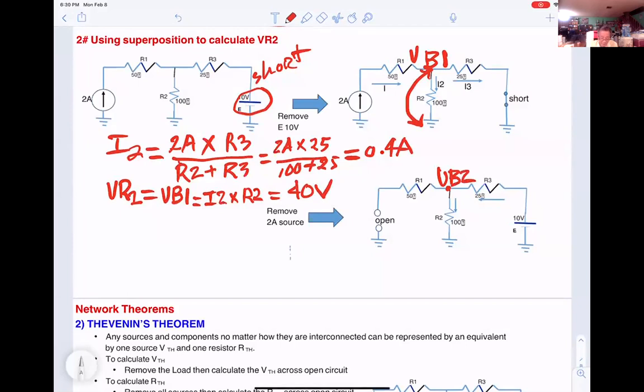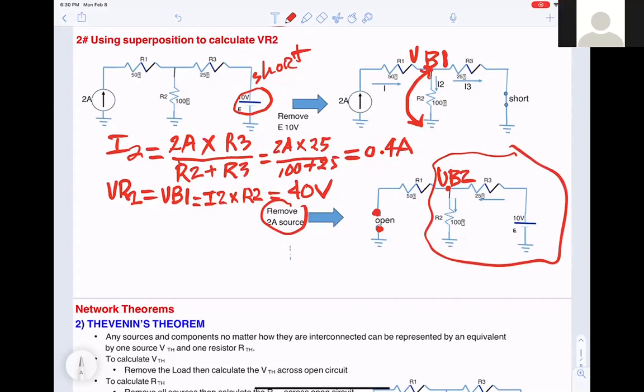Okay, so next remove 2 amp source will be open. So that's the same as R1 not being there, right? R1 will be not using, right? Right. The current cannot go to the open circuit. So right now you will go back only this circuit here.